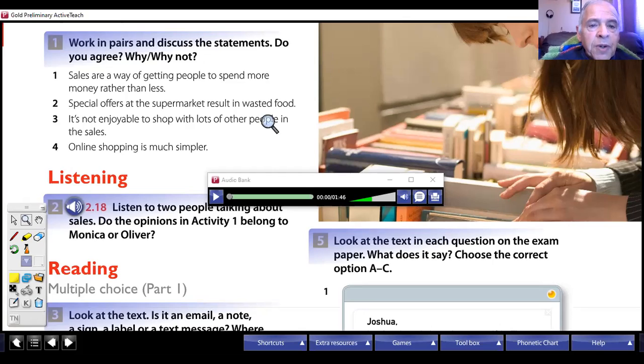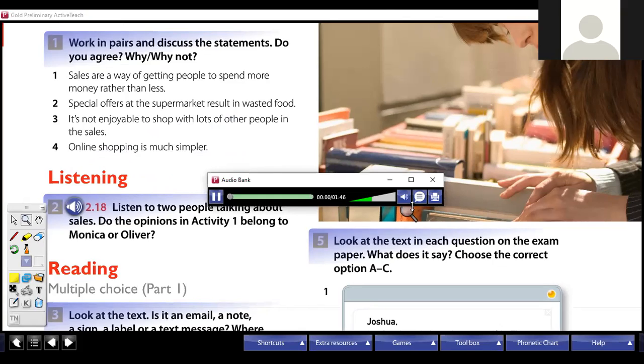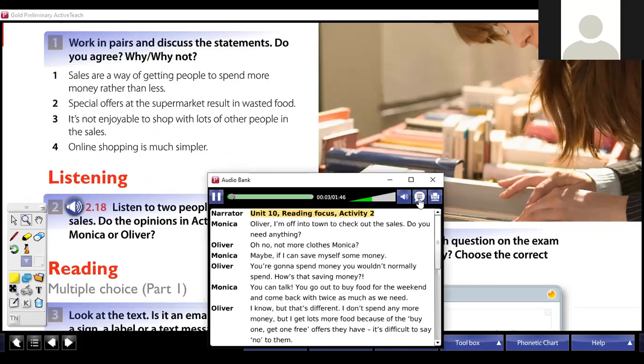It's not enjoyable to shop with lots of other people in the sales. Who said that? Oliver. He doesn't like going shopping to sales. And finally, online shopping is much simpler. Who said that? Oliver. Yes? Oliver, that's right. Okay, we're going to listen to it again, but now we're going to see the script, okay? Unit 10, Reading Focus, Activity 2.